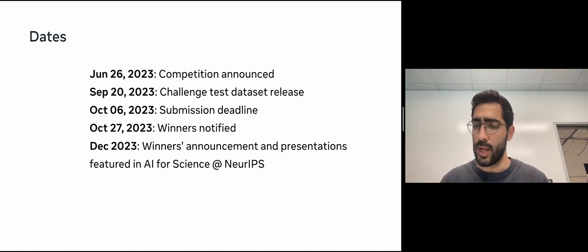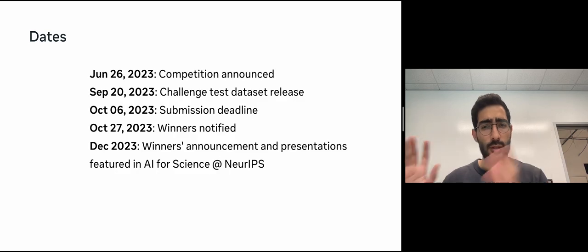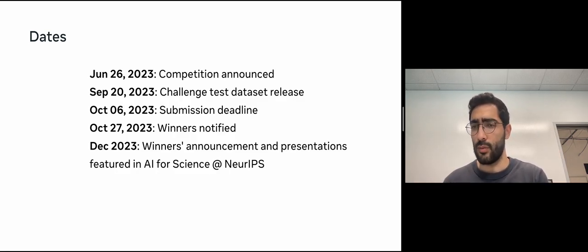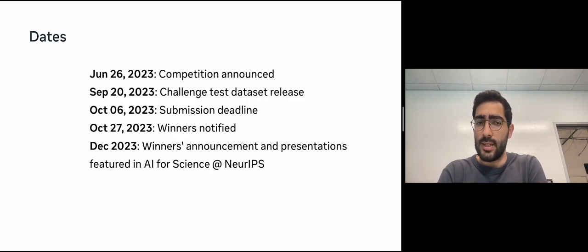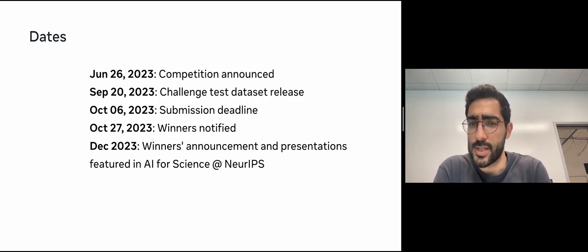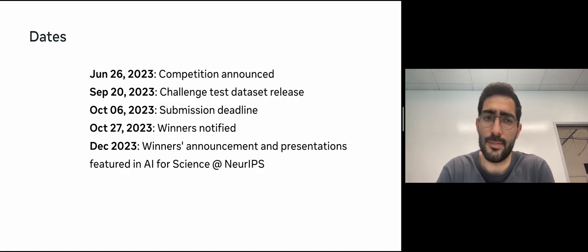Whatever algorithm or model or approach you come up with between now and then, you can apply it to that test data set and make submissions. We'll upload details as far as how to actually submit your energy and structure predictions. The deadline will be sometime in October, and of course, the winners will be announced at the end of October, and the winners will be invited to present their work at the AI for Science workshop at NeurIPS this year.